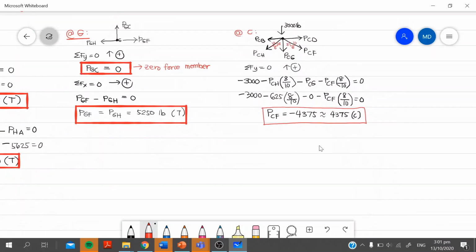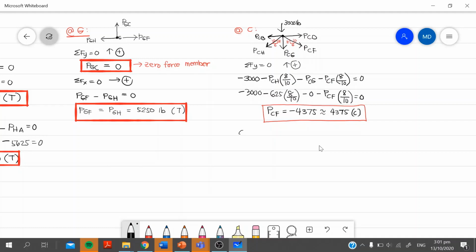And then, sum up forces, horizontal. This time, assume right forces positive. So, the horizontal ones there are the horizontal component of CF, force CD, minus force CB, minus horizontal component of force CH. Okay, that's all. So, force CF is already solved: negative 4375 times 6 over 10. Force CD is not yet solved.